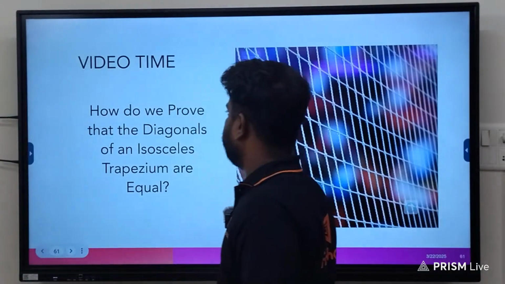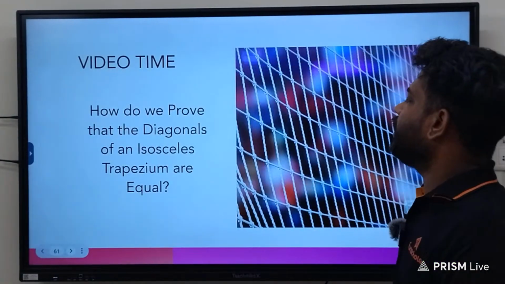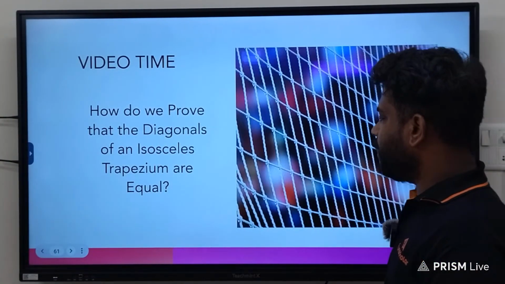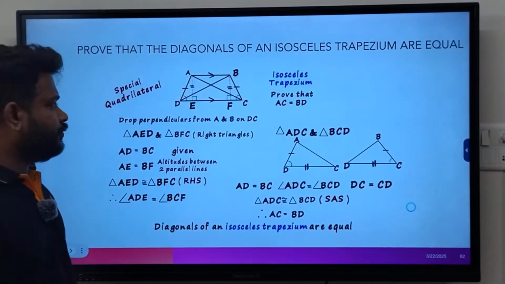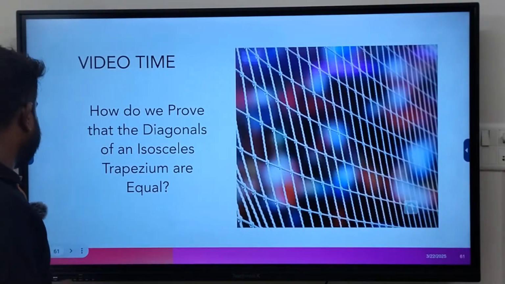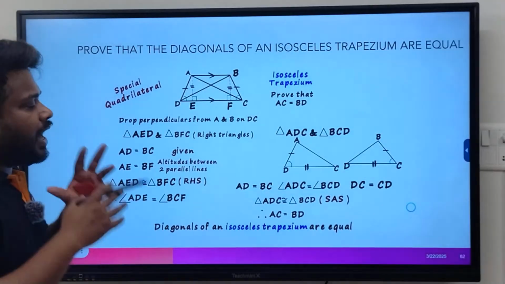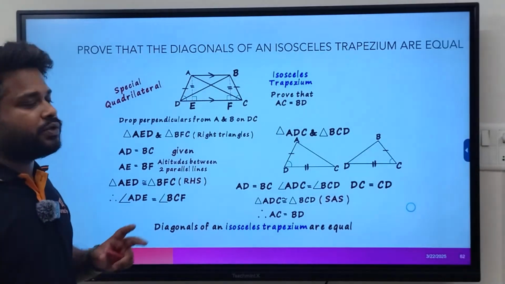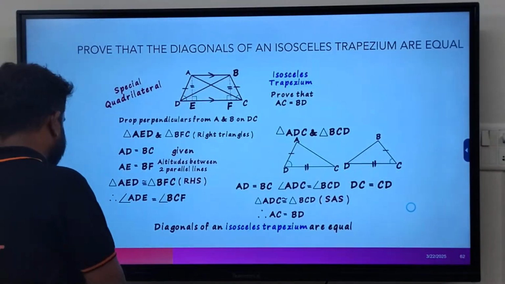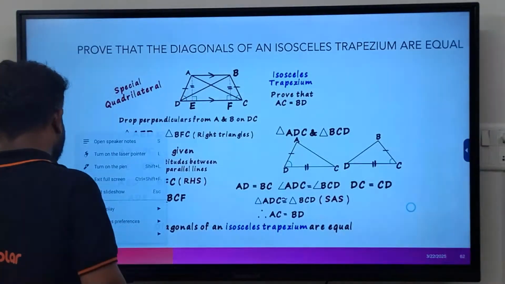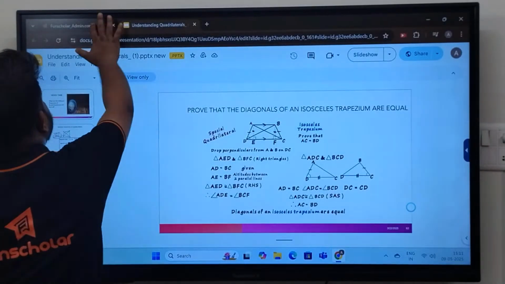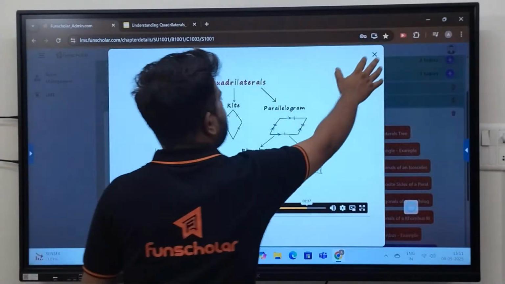We have to separate all the quadrilaterals from each other. Okay, how do we prove that diagonals of an isosceles trapezium are equal? So this is another proof, and it has a video. I am playing this one because this is a theorem, and let's see if you understand by watching the video of it, or else I am going to explain it further.